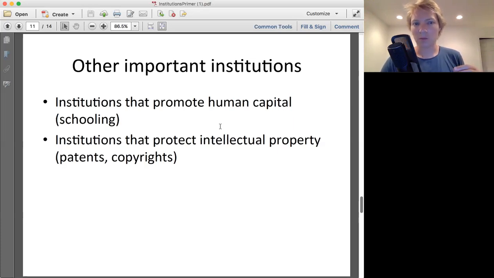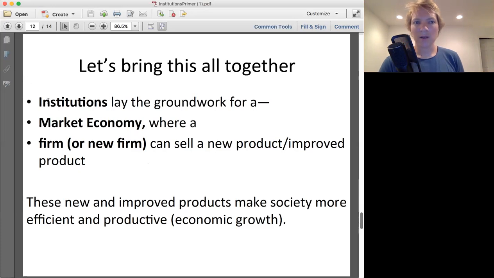And then we also need to protect some sort of intellectual property rights. So not just physical property rights, but intellectual property rights. Okay. So just to bring this all together, if you have institutions that lay the groundwork for a market economy where a firm can sell a product or improved product, a new product, an invention, or an improved product, an innovation, then society will have economic growth because essentially you have the underlying institutional structure to facilitate and reward people for inventing and innovating.